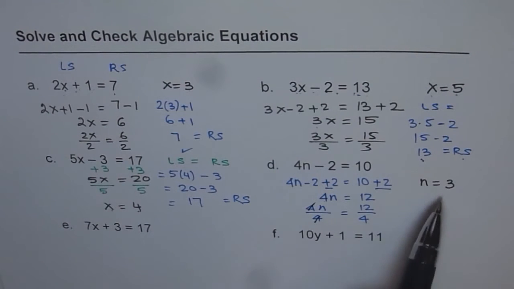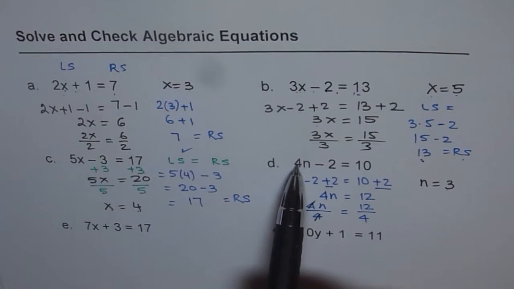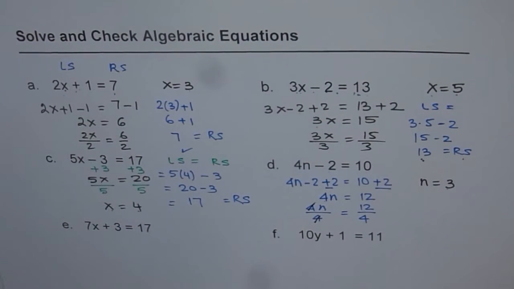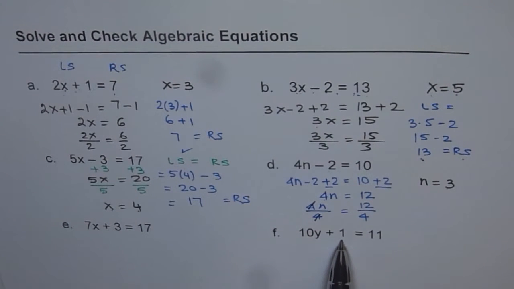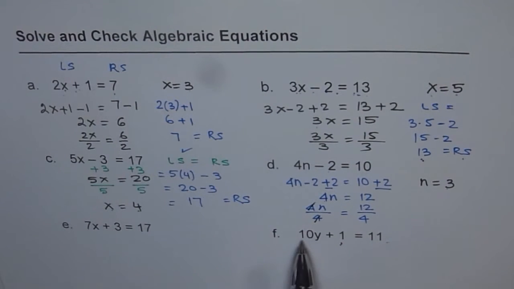Now check it yourself. If you put n as 3, you get 3 times 4 as 12. 12 minus 2 is 10, which is the right side. Correct? Now the last 2 questions, I want to leave them for you. What you need to do is take away 1 first. So when you take away 1, minus 1, you'll get 10y equals 10. Then you divide by 10, and you'll get y equals 1. That is your solution.